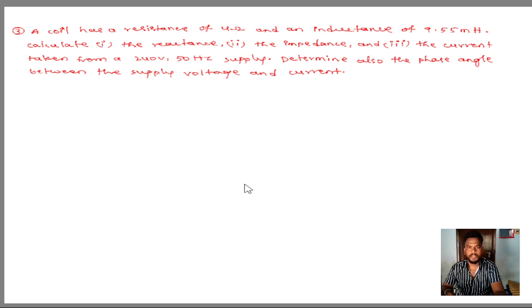And second bit, impedance. Means it is a series RL circuit. The impedance of the circuit Z is equal to R plus jX. And third one, the current taken from a 240 volts, 50 hertz supply. Here in the problem, they are giving the RMS value of voltage. Therefore, we need to calculate RMS current, that is, IRMS is equal to V by Z. And also determine the phase angle between the supply voltage and current.